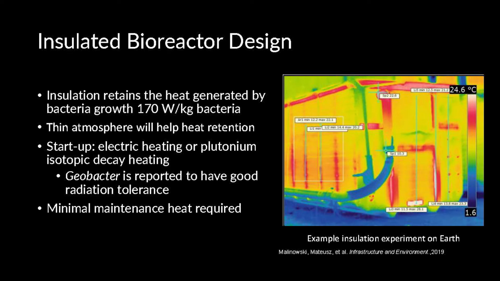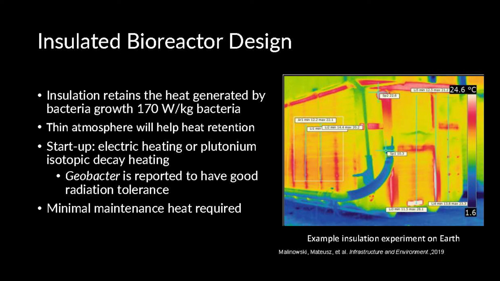The startup and routine maintenance of this bioreactor are also energy intensive on Earth, but we want to minimize energy use during a space mission. During startup, it is possible to use a plutonium isotopic decay heating device to heat up the media and start the reaction. Plutonium heaters were widely used in space missions as they are foolproof and reliable. It has been reported that Geobacter is resistant to radiation as it can clean up radioactive uranium waste.